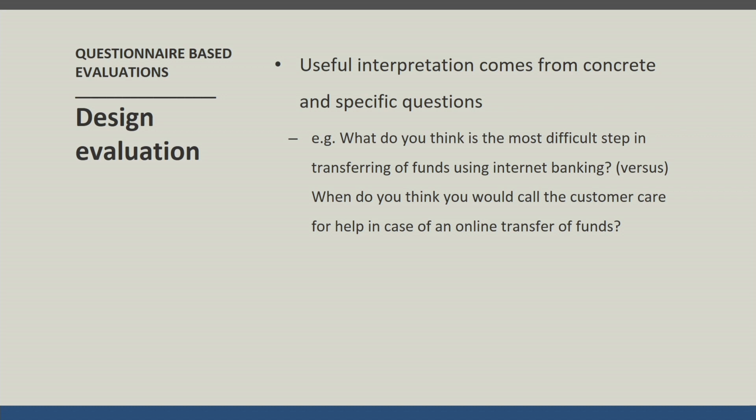Useful interpretations come from concrete and specific questions, okay? If you use hypothetical situations, you will get responses because the user may oblige to give a response. But can you derive interpretations which are useful in the sense of improving the iteration itself? That would be a far possibility in that case. So useful interpretations always come when you have a concrete and specific question.